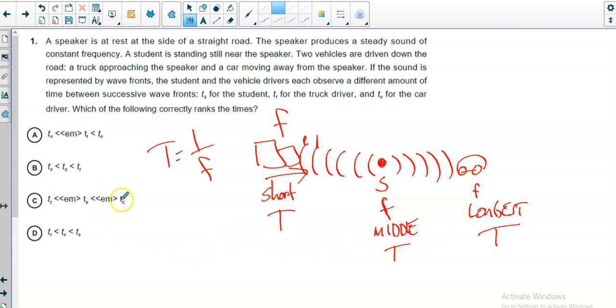So now some of these symbols here, I don't think they're some sort of typo or some sort of side effect of downloading it. So the student should be in the middle. The shorter time should be for the truck. So it should be truck, student, car. So I have letter C is my answer.